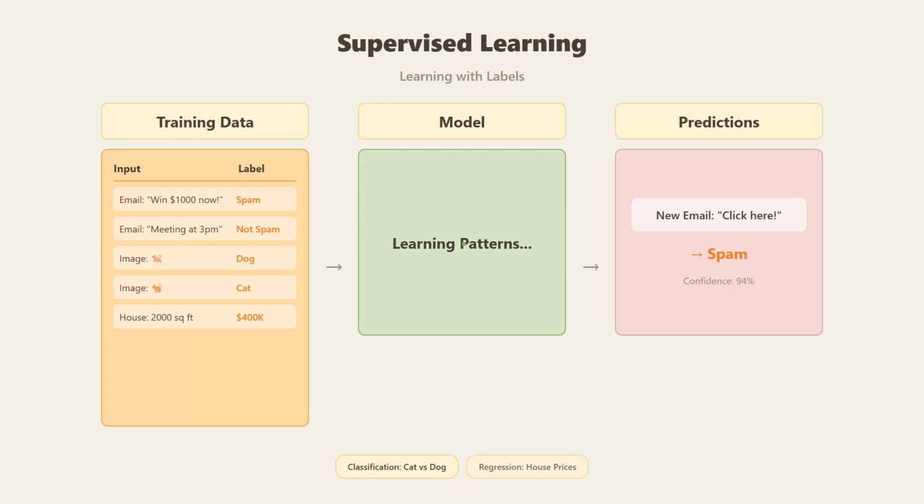Supervised learning comes in two main flavors. Classification is for predicting categories like spam detection, image recognition, or medical diagnosis. Regression is for predicting continuous values like house prices, stock prices, or temperature forecasts. This approach is incredibly powerful and forms the backbone of countless real-world applications, from your email spam filter to facial recognition systems to recommendation engines.